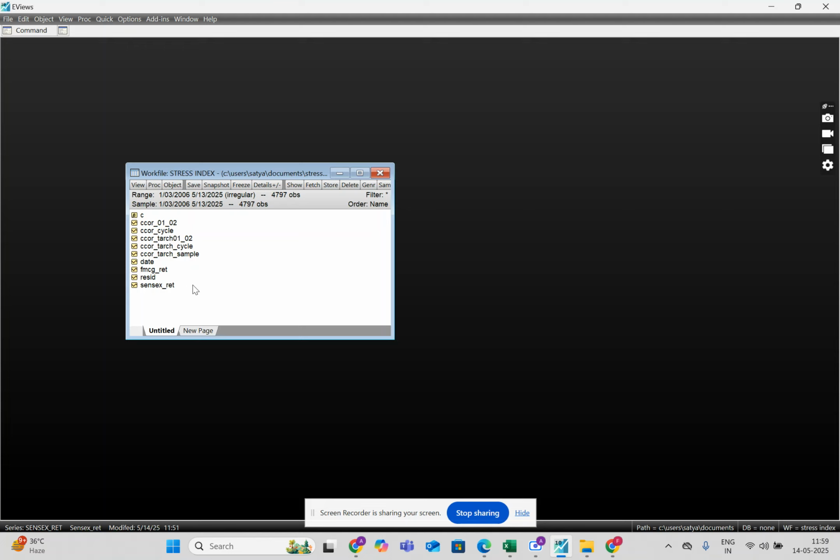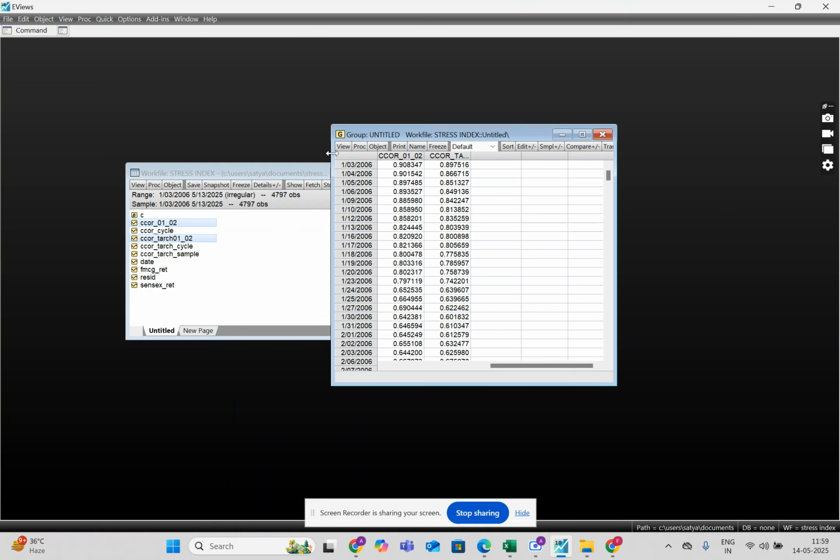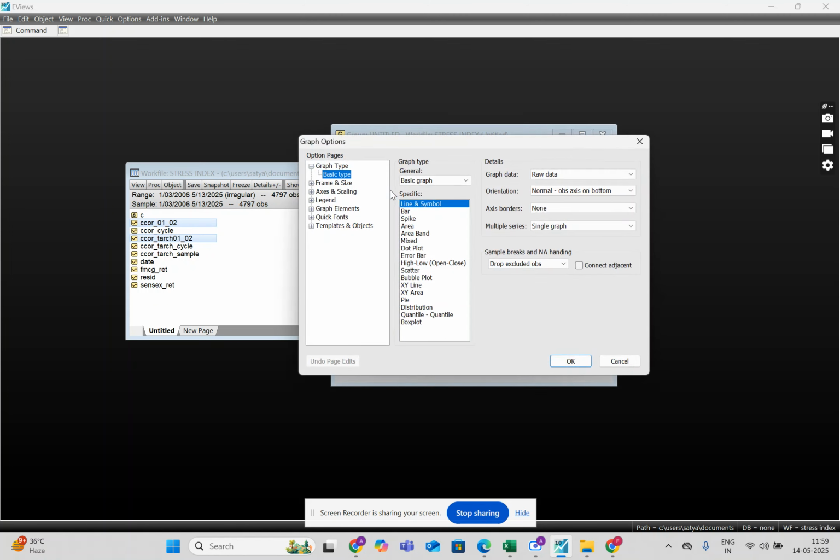Let me just see the empirical survival functions of both the cases once again. So I open CCOR cycle, I open the conditional correlation and the conditional correlation of the TARCH model, open as group, and I will just compare the empirical survival function. I just did it before and I'll do it once again for better understanding.